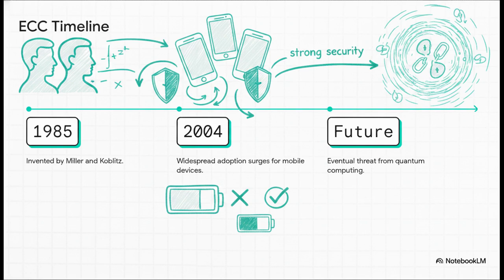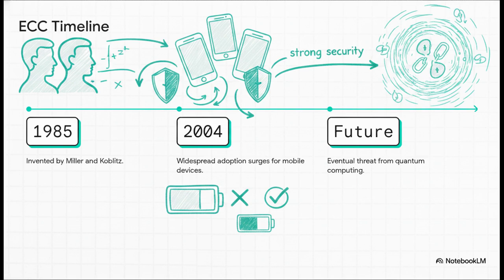But here's the thing. Back in the 80s, computers were massive towers plugged directly into the walls of universities and office buildings. Nobody really cared about battery drain. CPUs had dedicated, unlimited power supplies to crunch through heavy math. Because of that, the older standard RSA completely ruled the roost. It was trusted, it was established.